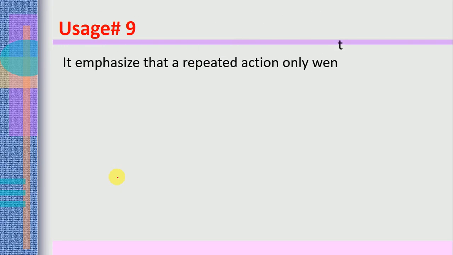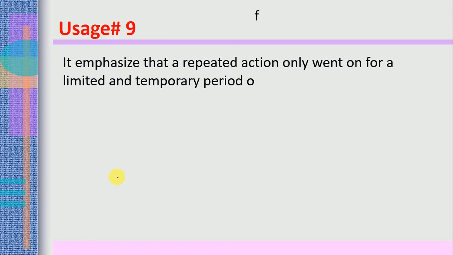Now, past continuous tense. Usage number 9. It emphasizes that a repeated action only went on for a limited and temporary period of time. Whenever you emphasize that an action is temporary or limited, use the past continuous tense.